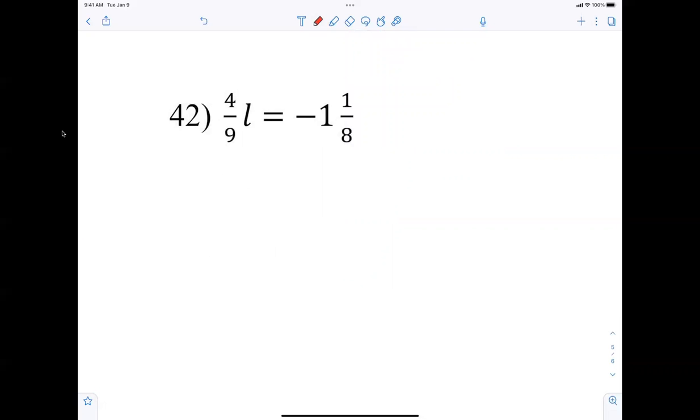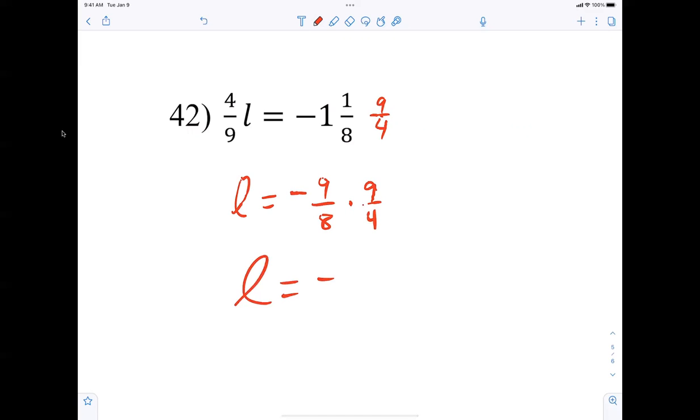42 is kind of ugly. Mr. Carlson, I think you're up, right? So how do I get rid of 4/9? What's the reciprocal? 9 over 4. So L equals, I got a little problem here with 1 1/8. What is that? So change it to an improper fraction. Does anything cancel for these? No. Yes, sir. 81 over 32. Don't forget the negative.